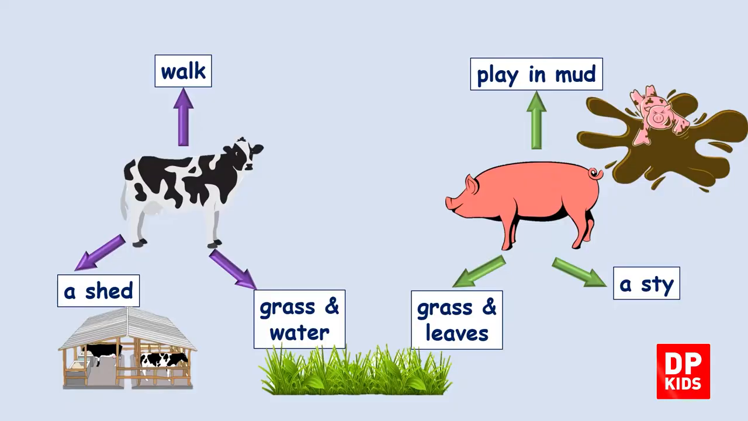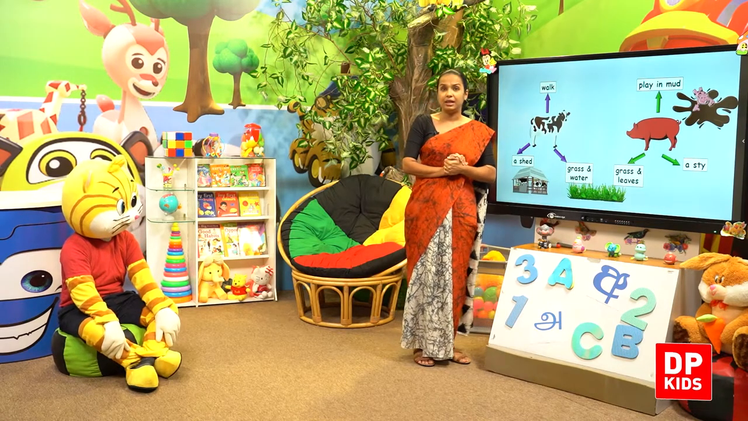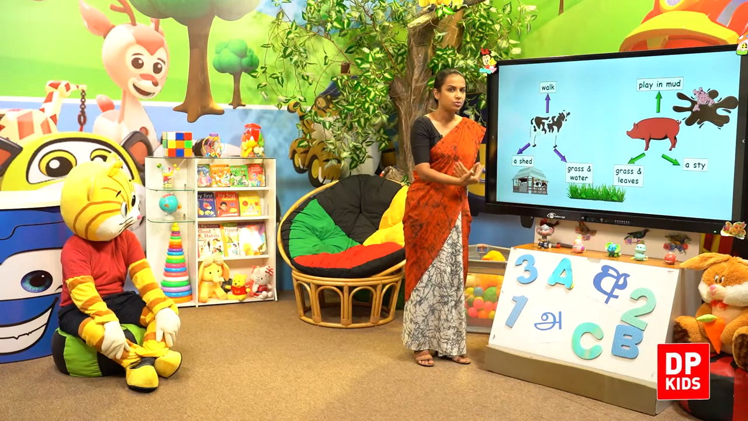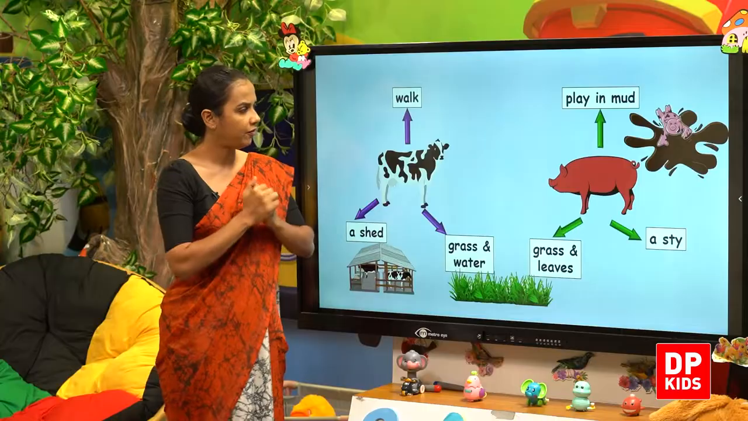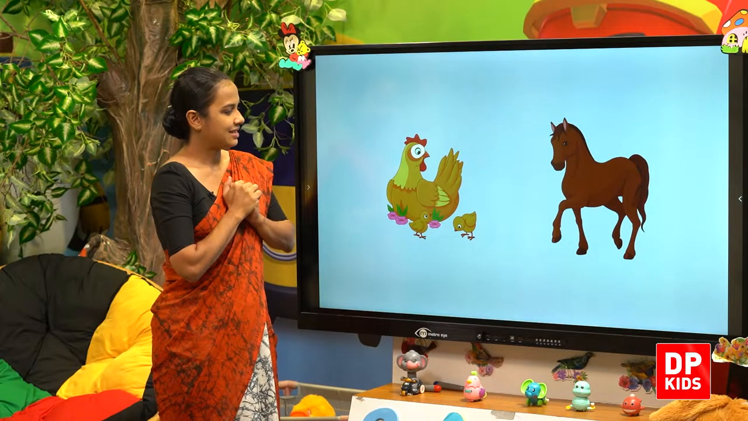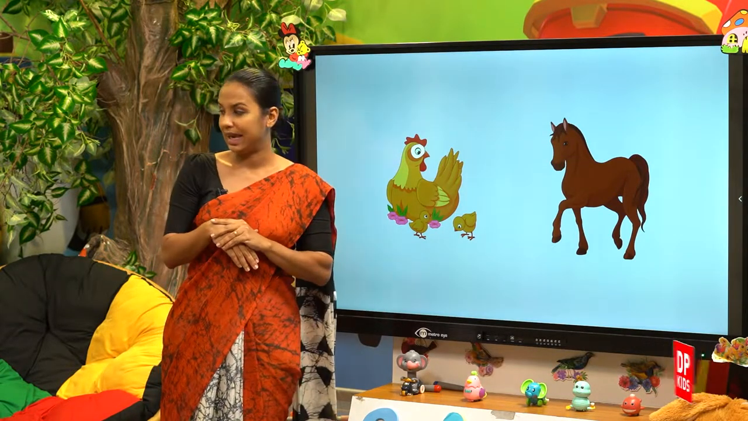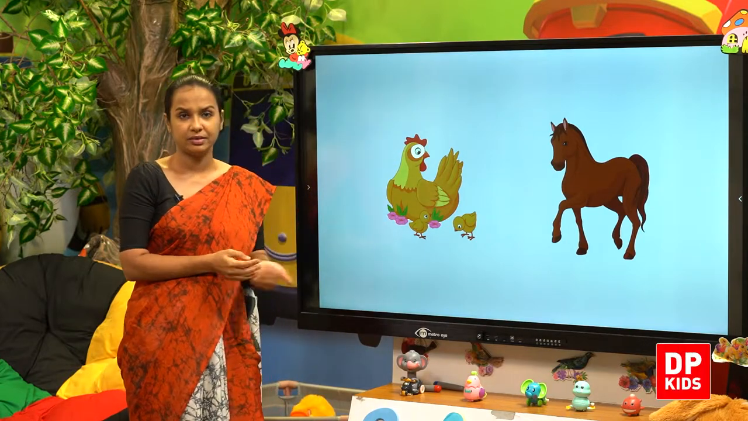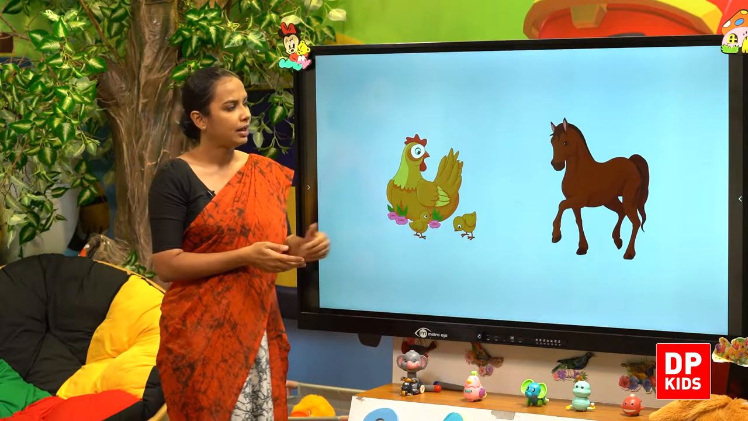So they play in mud, they eat grass and leaves, and they live in a sty. Cows, they can walk, they eat grass, drink water, and also they live in a shed. Okay, kitty. Now we have learned about the cow and the pig. So we'll go to our next animal in the farm. Yes, hens and horses. There are chicks as well. Chicks, and there is a horse.